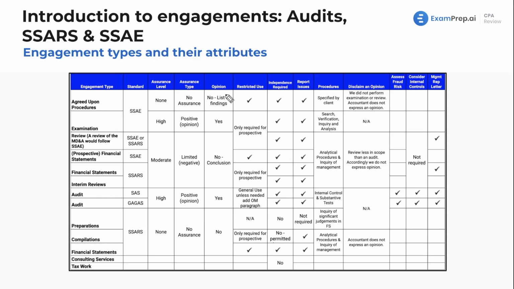So, are we giving an opinion? Is it restricted use? These are all items that are going to be critically important to memorize, to know about each type. Is independence required? Do we report any issues? What procedures are we going to do for each type of engagement? What happens if we disclaim an opinion? Do we assess any fraud risk, the risk of fraud? Do we consider internal controls? And do we need a management representation letter? These are items that you should know as we go through and assess each of these engagement types.